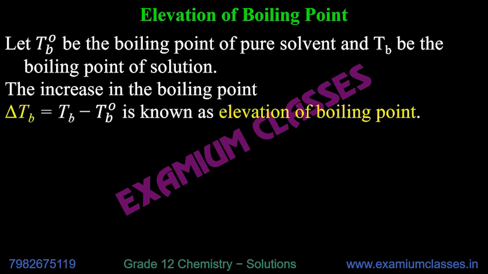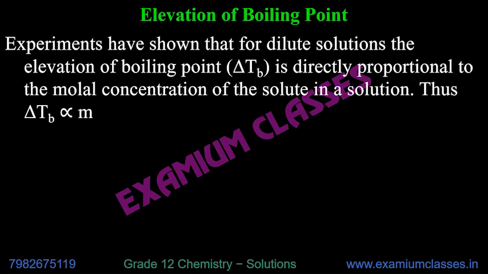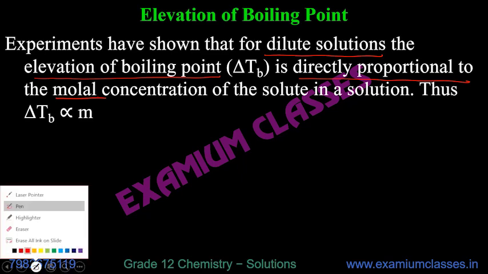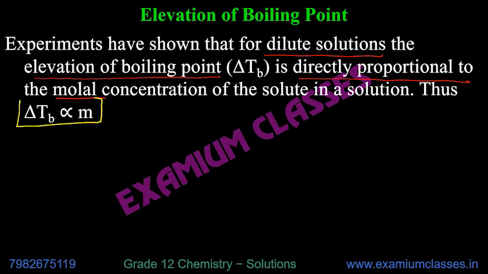So the elevation delta TB will be TB minus TB naught. This is the elevation in boiling point. Experiments have shown that for dilute solutions, the elevation of boiling point is directly proportional to molality of the solute. Okay. So remember, we are not proving it. Experiments have shown. So by experiment, we find elevation in boiling point is proportional to the molality of the solution.